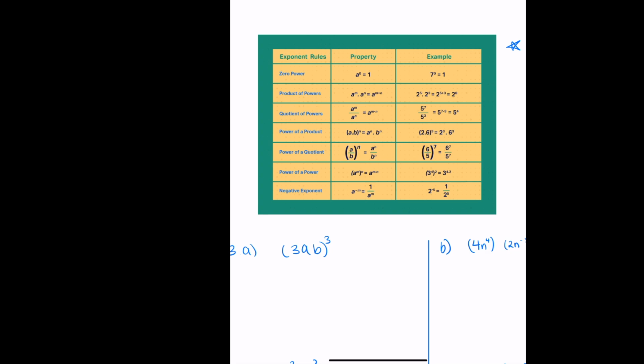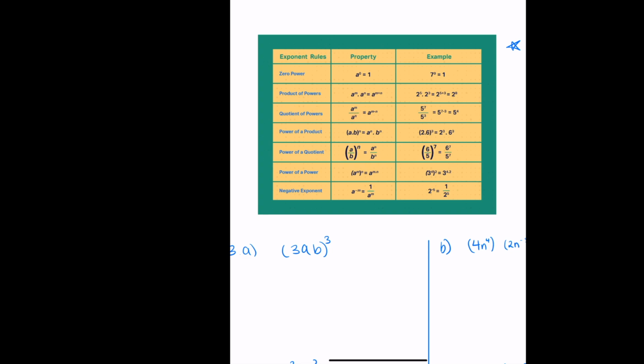And so in this case, when we have a quotient of powers, so essentially we're dividing, it's similar to the product, except we just subtract the exponents. So m minus n. In this case, we have 5 to the power of 7 over 5 to the power of 3. We keep the base the same because it's the same number, or it could be a variable. And we subtract the denominator exponent from the numerator's exponent.